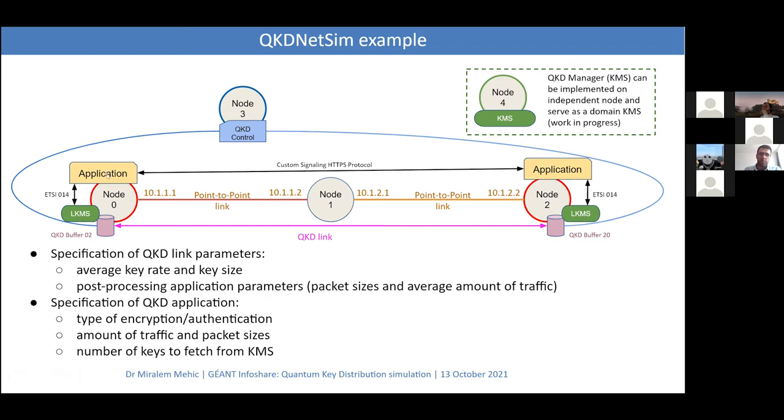The communication between applications is not specified with the ETSI standards, so we implemented our custom signaling HTTPS REST communication protocol. And then there are also additional nodes in the network that can be in the middle of all communication. This is the simplest version of the simulator. There is also work in progress supporting a hierarchical organization, say we have the KMS of the whole domain or the whole network, and then you can manage the routes and play with different configurations of your network. But this is the simplest version, enough to demonstrate what is achievable with the current version.